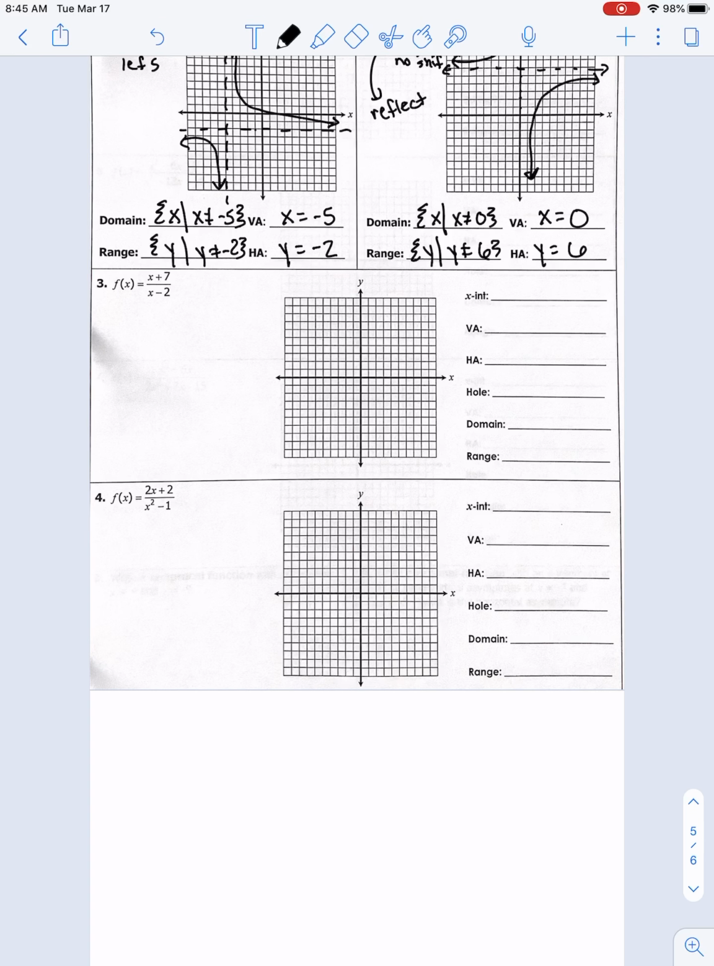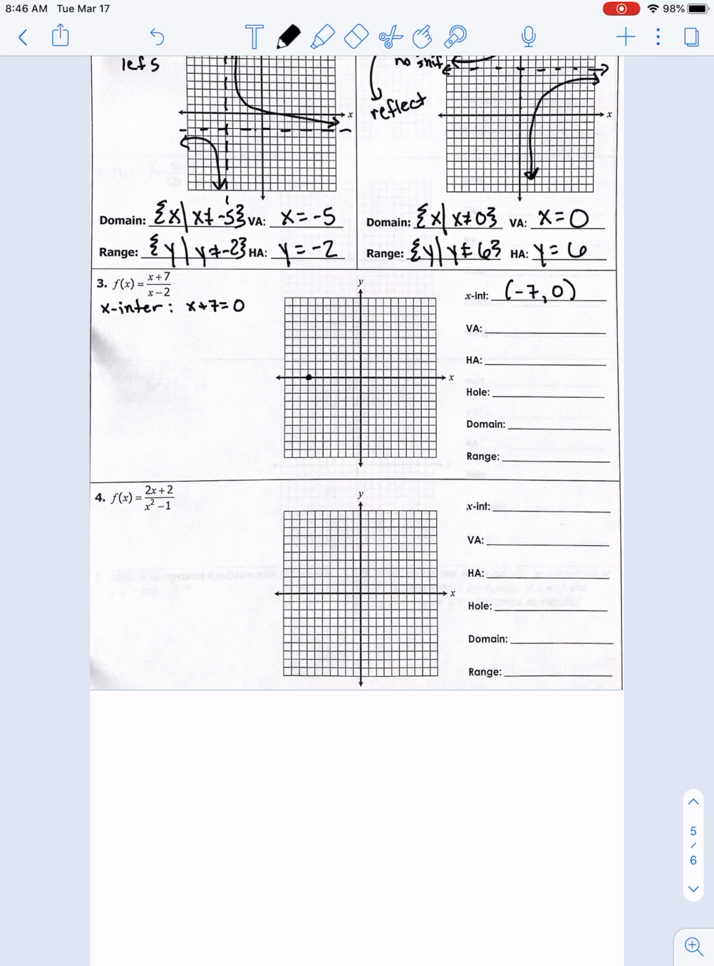Okay, 2 more examples to go. x plus 7 over x minus 2. Does not look like we can simplify this down, so step 2 is doing x-intercepts, which can be found by simply setting the numerator equal to 0. So we get x plus 7 equals 0, or an intercept of negative 7. 1, 2, 3, 4, 5, 6, 7.